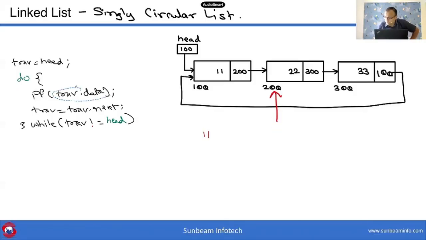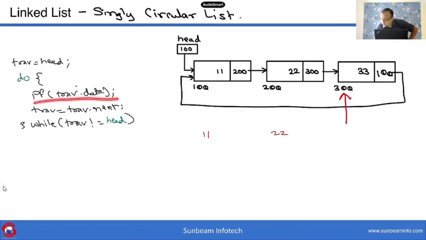So let us print it once again. For trav.data, I printed 22. Again I'm saying that trav is equal to trav's next. Should this iteration run? I have already done 2 iterations of this loop. The third iteration should go. Yes, so far all our data is not printed. 33 is still pending.